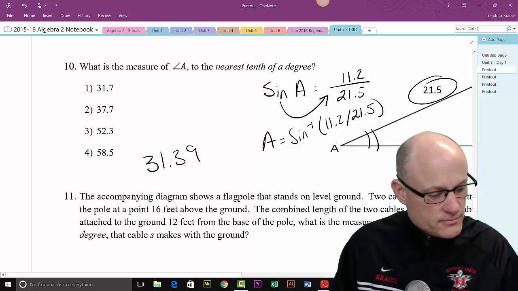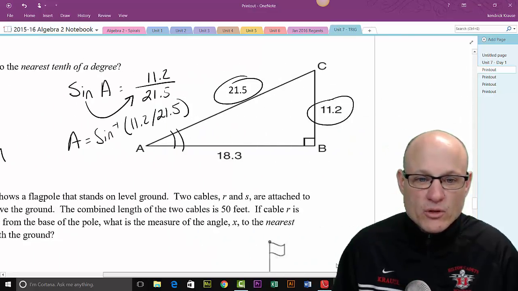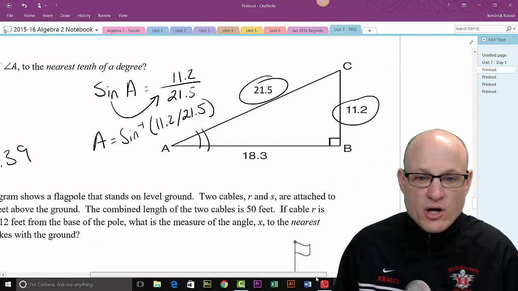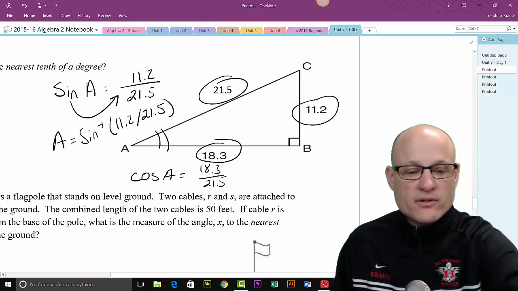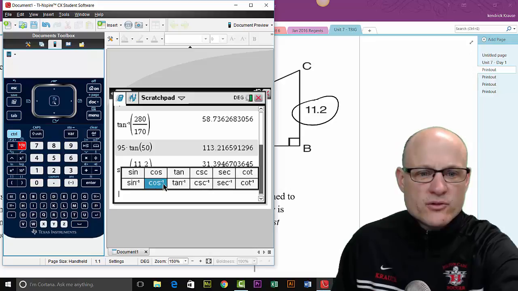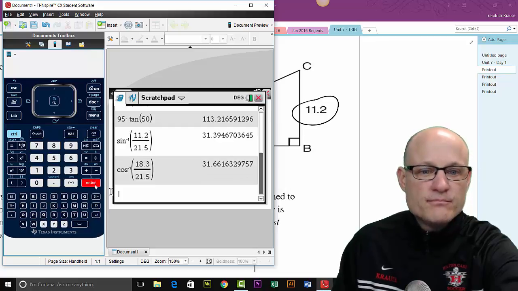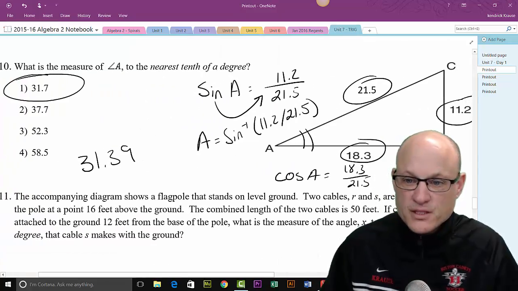That's interesting. That came out to 39.4. Obviously this has to be the answer, I guess, but wow, that number is off. What if I use these? That would be cosine, right? So cosine of A is equal to 18.3 over 21.5. Inverse cosine of 18.3 divided by 21.5 gives 31.7. Oh, that's the better one. There's the answer, 31.7. That was kind of a crazy problem. I don't know what happened there.